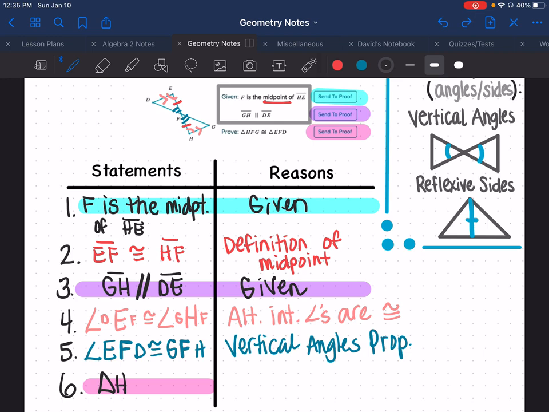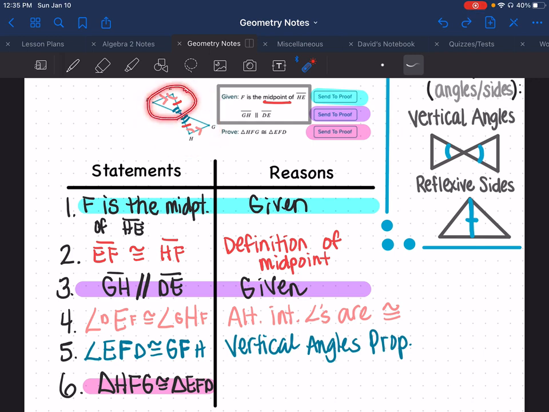So you've got to decide, is it side, side, side? Is it side, angle, side? Is it HL? I don't think so. I don't see a right angle. Is it angle, side, angle, or is it angle, angle, side? So I've already ruled out HL. There's no right angle in there. I can see that, right? I'm going to focus on one of them.